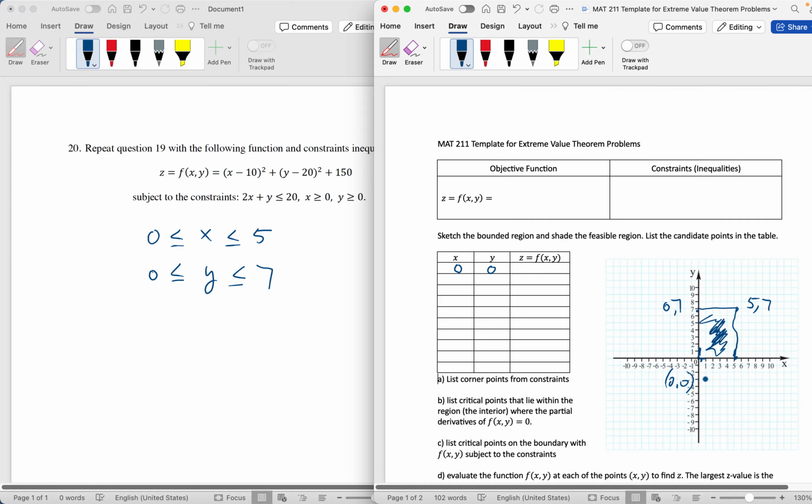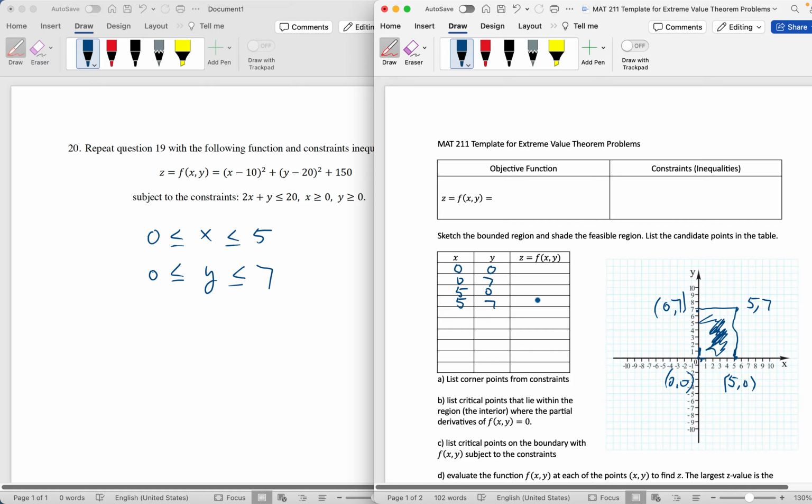It's 5, 0. X comes first, then Y. Okay, and then list them all over here. Then you can plug them into the original function to find the z value. I'll wait till the end to do that. That's sort of what the instructions say. Okay, so that's the first one. So that's A. We just did A.